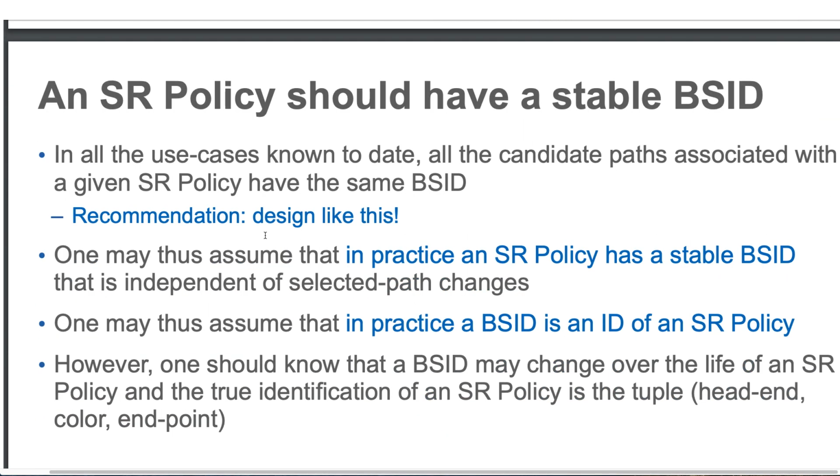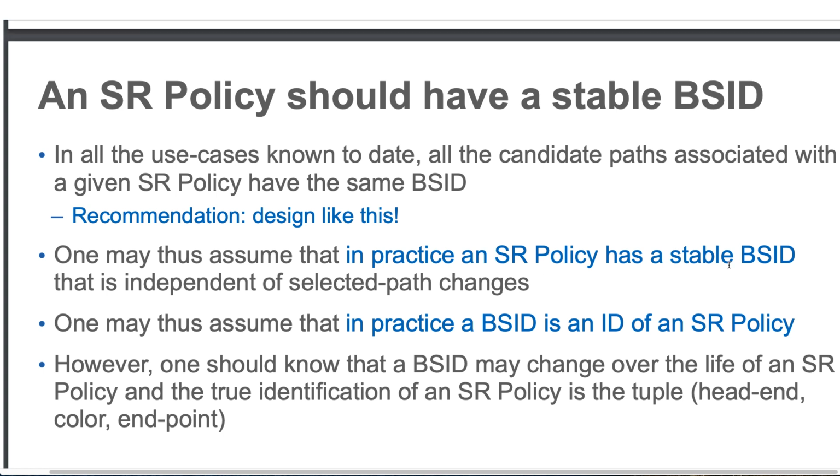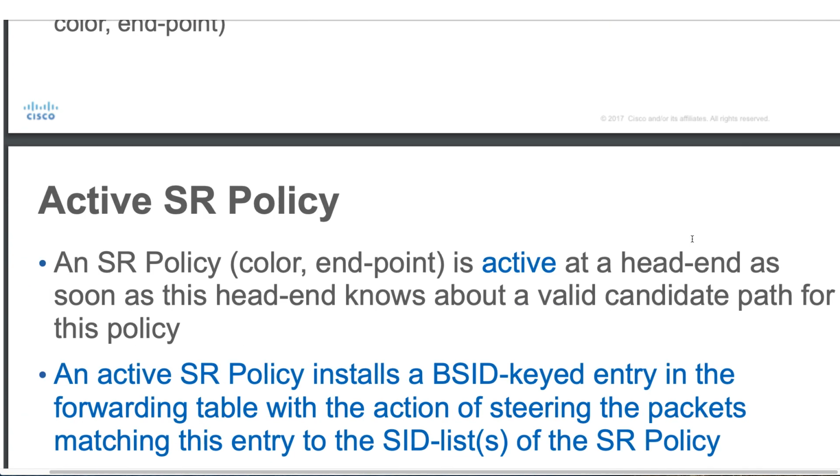And that's what it says. An SR policy should have a stable BSID. That means in all the use cases known to date, all the candidate paths associated with a given SR policy have the same BSID. One may thus assume that in practice, a policy has a stable BSID. That means you can use that BSID in some other policies if you desire for some reason. And we'll explore this during the hands-on.